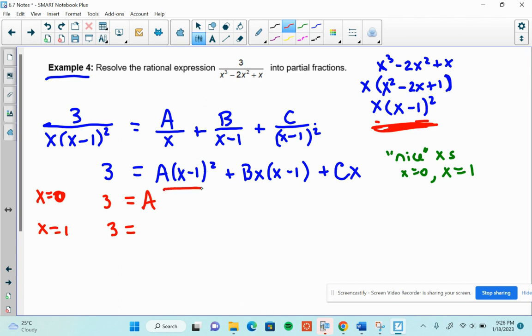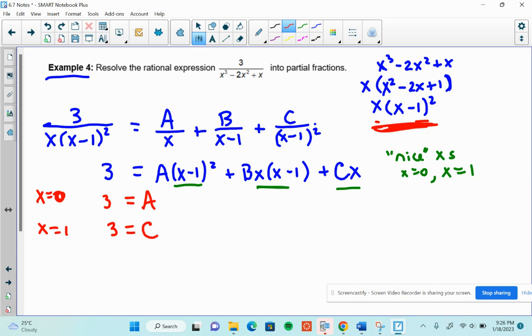This piece turns into 0 because 1 take away 1 is 0. 0 squared is still 0. 0 times a is 0. So the a is gone. If x equals 1, let me underline in green. That one is 0. So these first two pieces turn into 0, and I have 1 times c. So c is 3. Oh, this is working out so well.